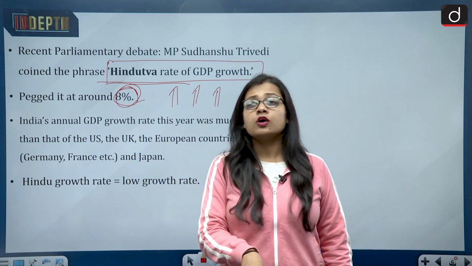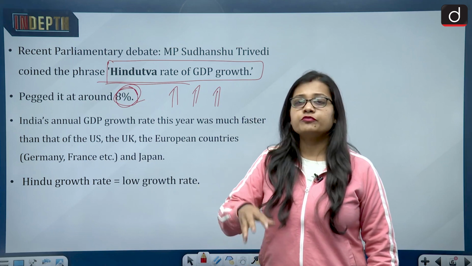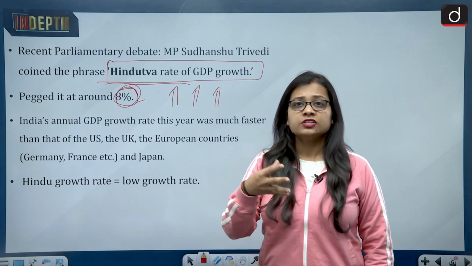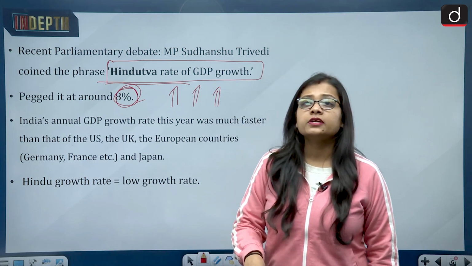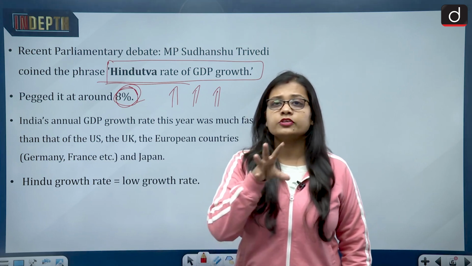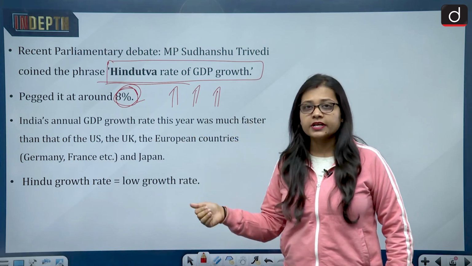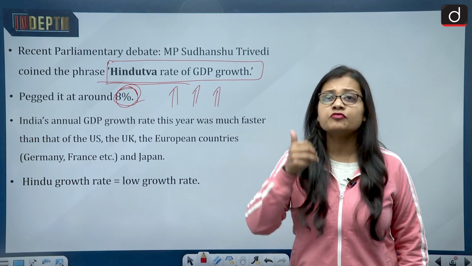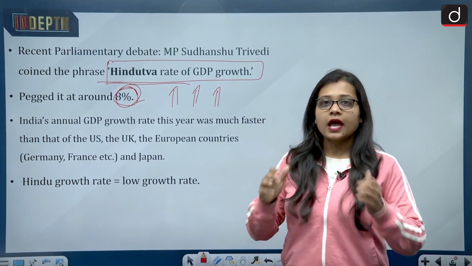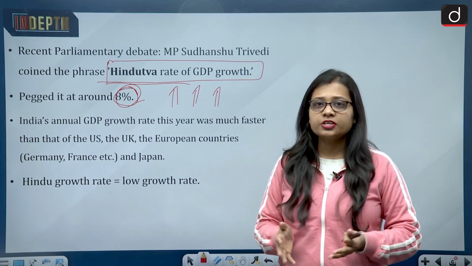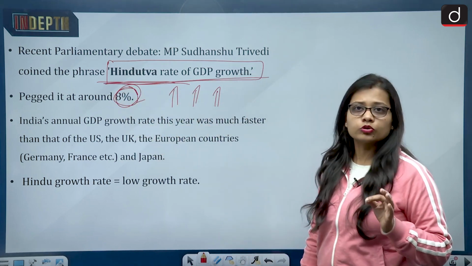And India is, as of now, the 5th largest economy. We have moved ahead of the UK, and we are in line to pass the economies of Germany and Japan also. And in the coming few years, we will become the 3rd largest economy of the world after the United States of America and China. So this shows that in the last 1 decade, India as an economy has really flourished. So we have seen growth. The GDP growth is what is responsible for it. And this growth of GDP has been termed as the Hindutva rate of GDP growth.